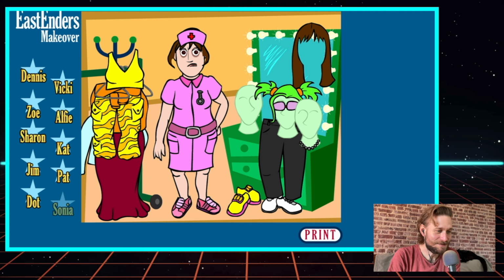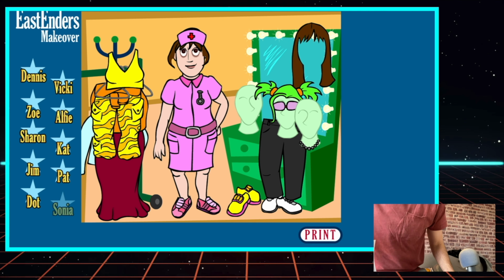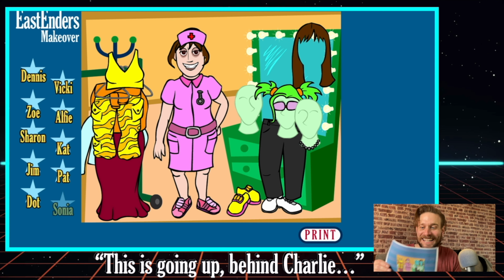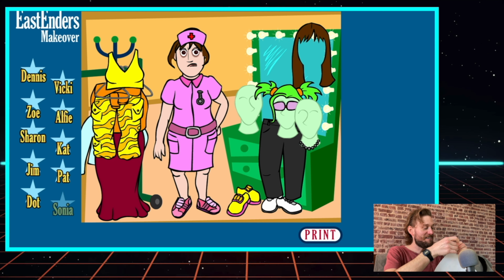It's happening. So I found some blue tack, and I have the printed picture. So this is going up behind Charlie, and he's going to admire it. Yeah, he liked it. So that's all good news. Anyway, I'm meant to be looking at other games, so let's move on, shall we?